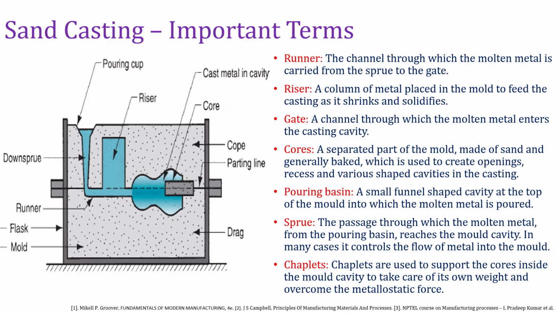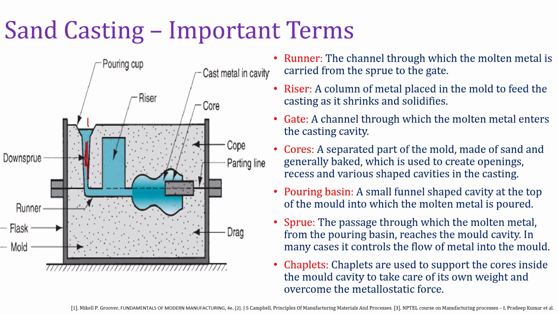So the next important thing is the pouring basin, right? So this is a funnel shaped opening where molten material will be poured. Here only our molten material will be poured, right? From the pouring basin, the metal enters the sprue. This passage is called a sprue, which is the vertical channel carrying the molten material down to the mold, right? So this sprue will carry the molten material.